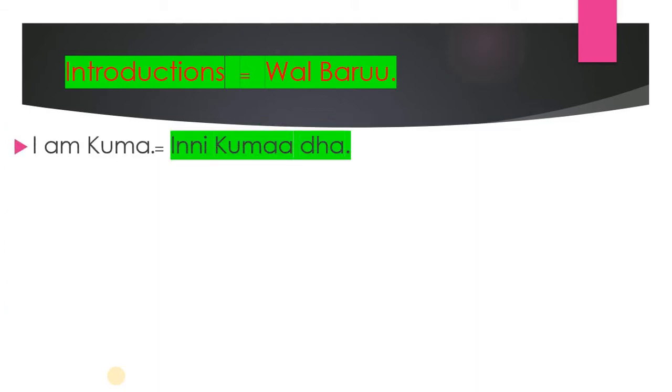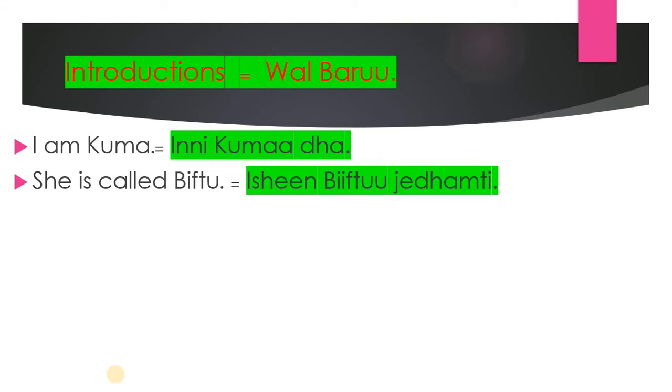And we can continue. I am Kuma, ani Kumada. Okay, ani Kumada, I am Kuma. And we can introduce somebody as well. She is called Beef too. Isheen Beef too jedhamti. Isheen Beef too da. You can introduce Beef too like that.